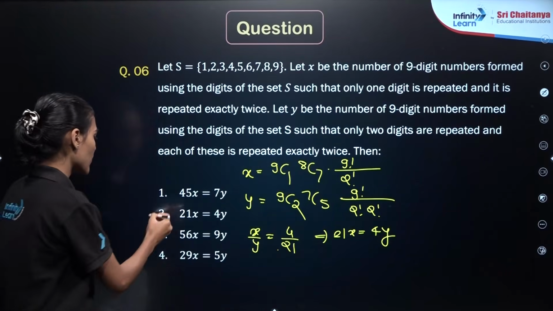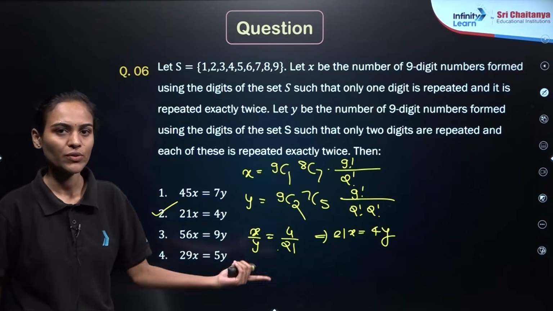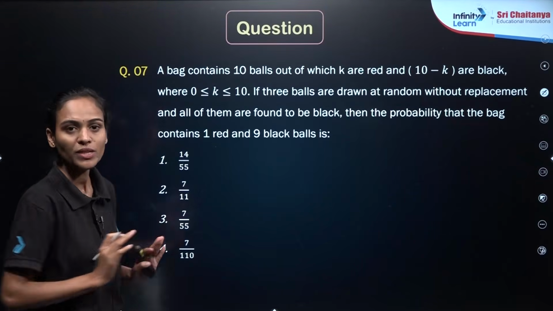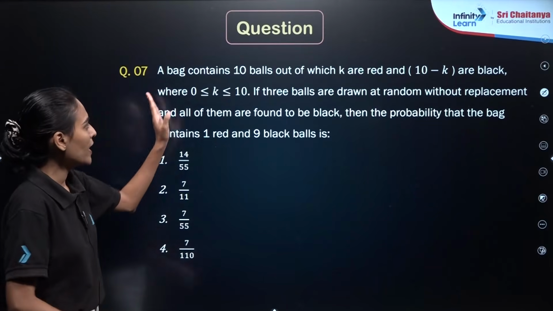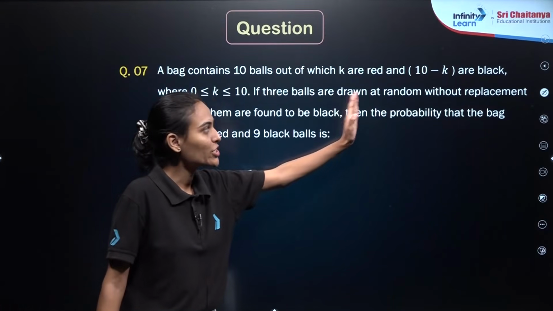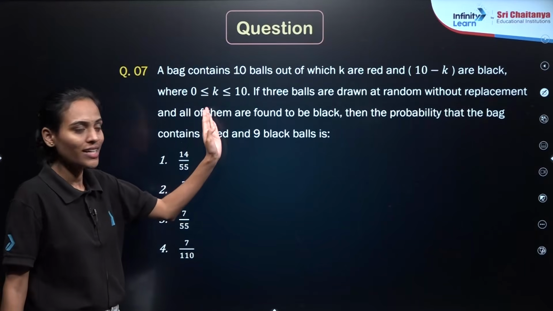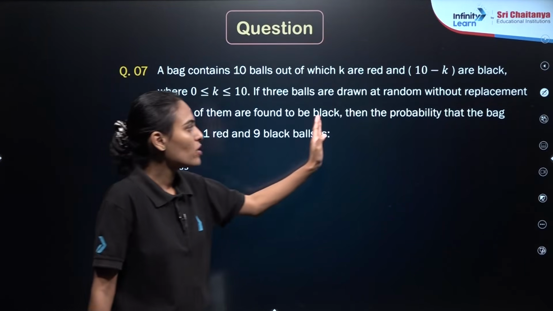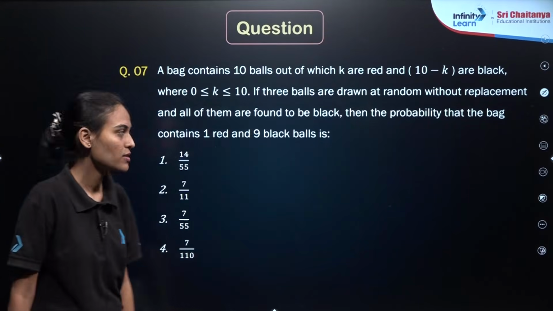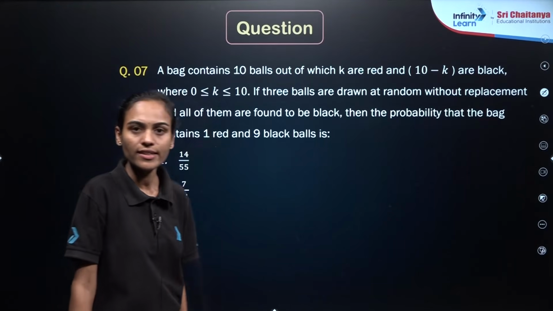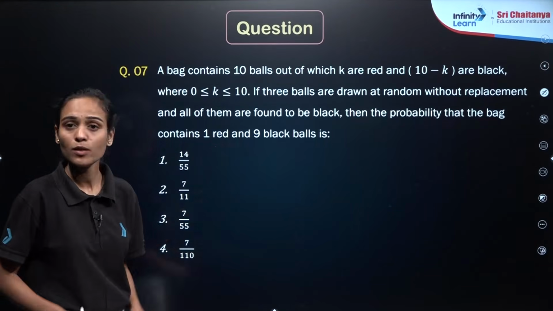So you have option 2 as correct. So in this way you can approach this type of questions. Students, now let us take question number 7. Here they have given a bag contains 10 balls out of which k are red and 10 minus k are black balls, where 0 is less than or equal to k less than or equal to 10. If 3 balls are drawn at random without replacement and all of them are found to be black, then find the probability that the bag contains 1 red and 9 black balls.